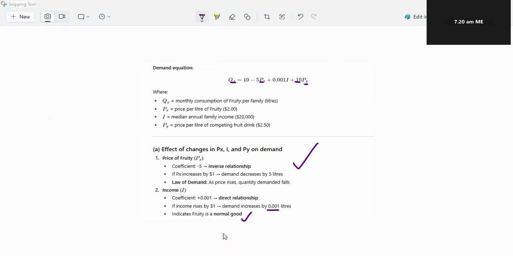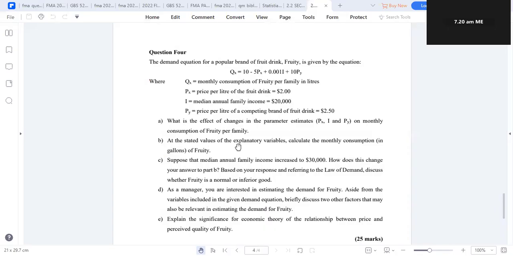So then, the second part is asking us, at the stated variables given, calculate the monthly consumption. Although we've been told in gallons, in short, they're being asked to find what? To find what Q is. So how do you calculate Q? Just substitute those figures in there.